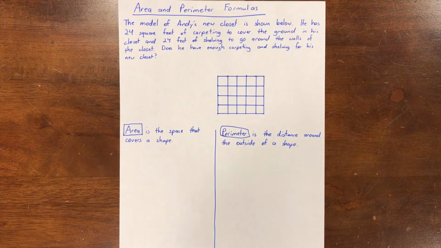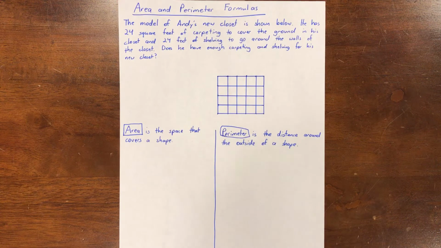Great. So when we're thinking about the carpet to cover the floor of the closet, are we thinking about the area or the perimeter of the closet? How do you know? Say it out loud. Yeah, the area, because the carpet is something that you cover the floor with. When we're trying to figure out how much space covers something, we're solving for the area.